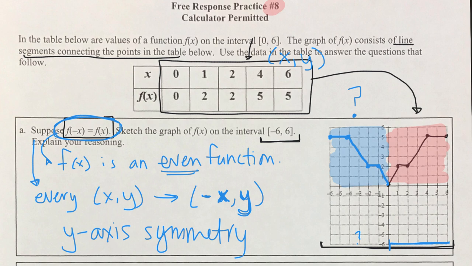Now the scoring. You would be awarded 1 point for getting the graph right, the left side and the right side. You would be given 1 point for stating that it is an even function, and 1 point for the numerical reason. So this one question here is worth 3 points on the FRQ grading scale.